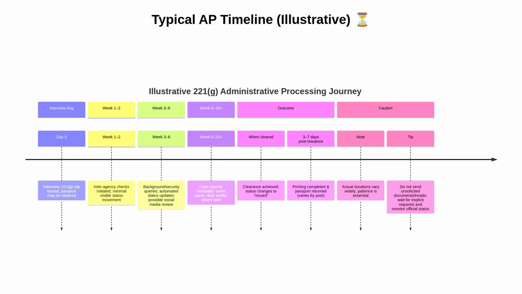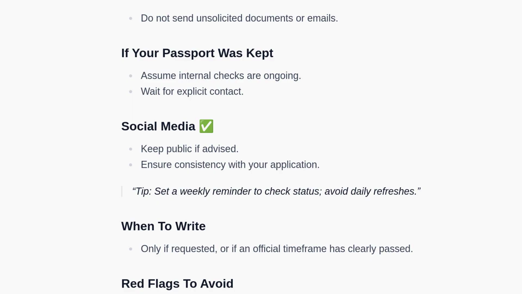Once clearance is achieved, the status typically changes to issued, followed by printing and passport return. The key takeaway is that durations vary widely, so patience remains essential. Here is a concise Markdown-style cheat sheet. First, the golden rule is to avoid sending unsolicited documents or emails. Next, if your passport was kept, presume internal checks are underway and wait for explicit contact.